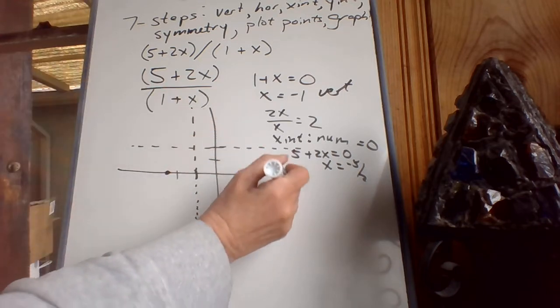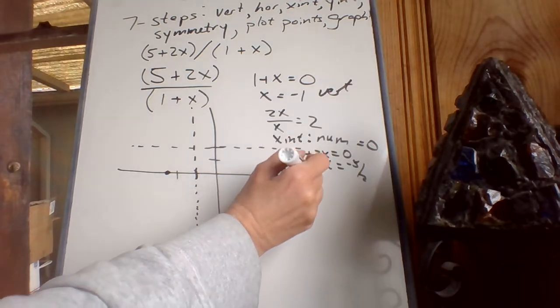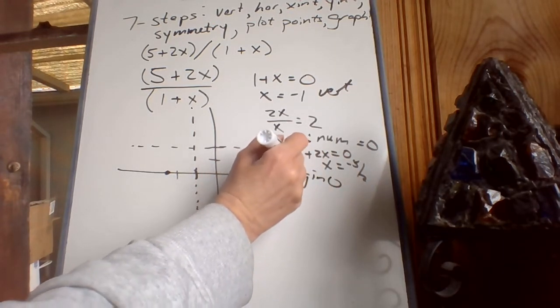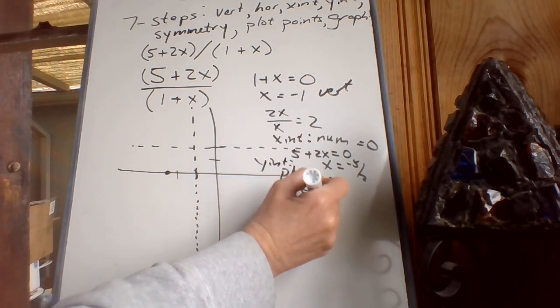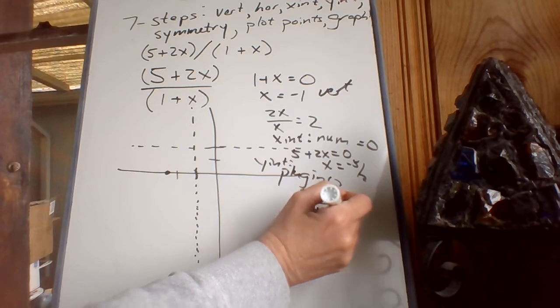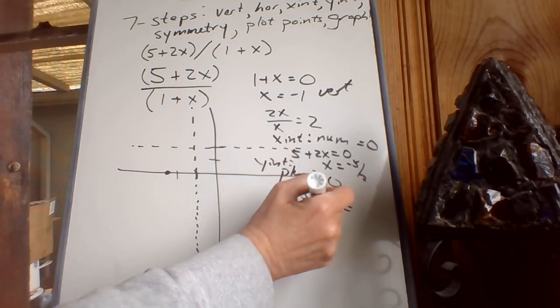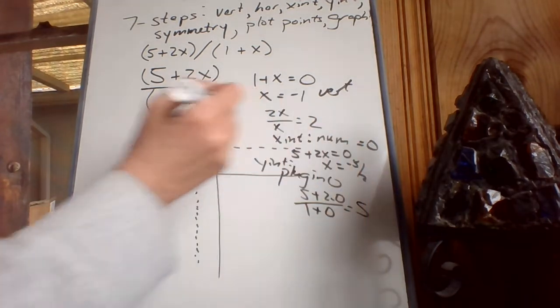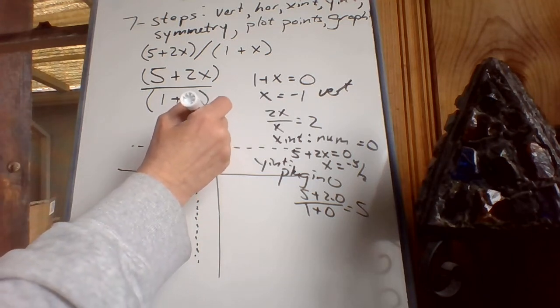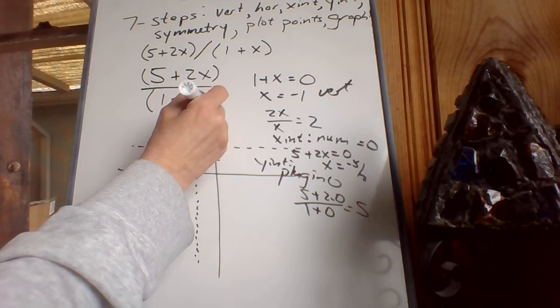Y-intercepts, same way you get y-intercept anywhere. Plug in 0. So I would go 5 plus 2 times 0 over 1 plus 0. So that would be 5 over 1. That's 5. Okay, that's a y-intercept. That's where it's going to cross the y-axis. So that's right there.